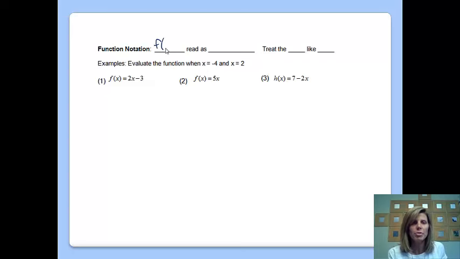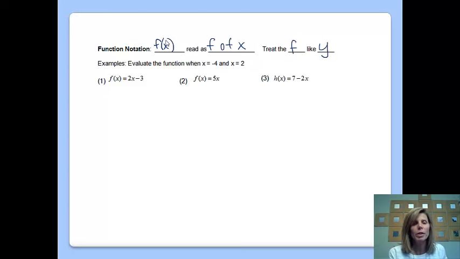Okay, function notation looks like this. There's going to be an f, and then there's going to be parentheses, and then an x. The way that we are going to read that is f of x. And basically this is just saying that f is a function of x. X is going to be our independent variable. F will be our dependent variable. Okay, we are going to treat the f like a y. So that's going to basically be our y value when we get to graphing and doing things like that.